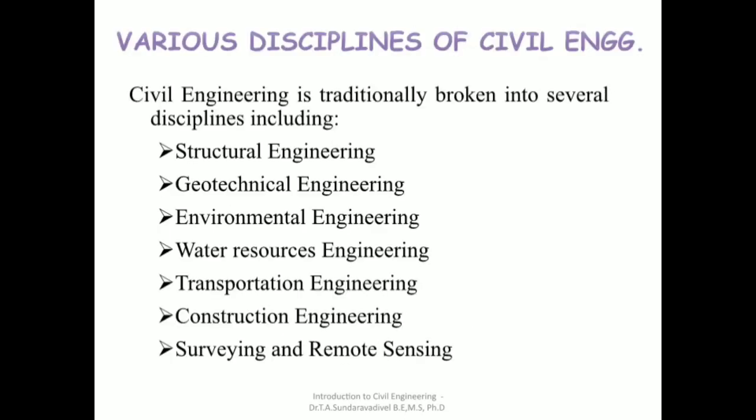So what are the various disciplines of civil engineering? Civil engineering is traditionally broken into several disciplines including structural, geotechnical, environmental, water resource engineering, transportation engineering, construction engineering, surveying and remote sensing.